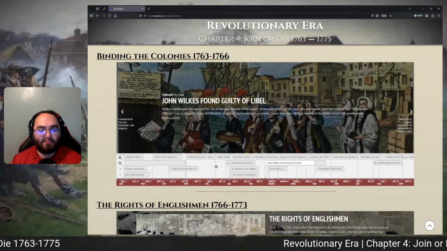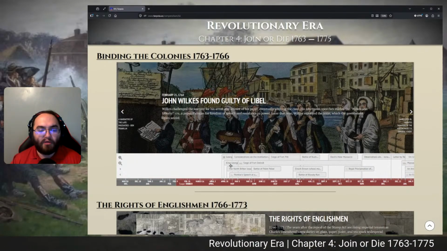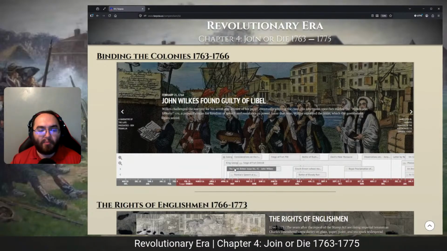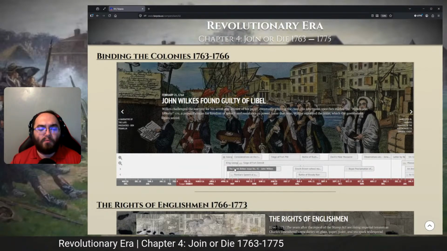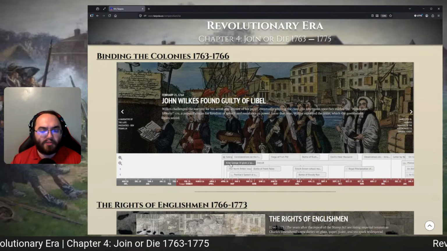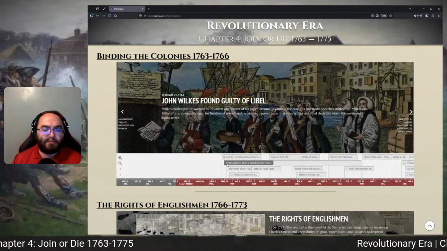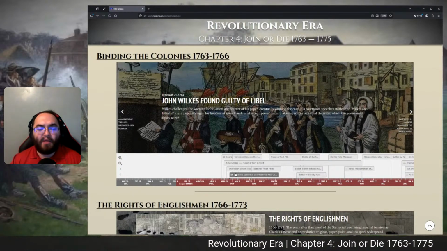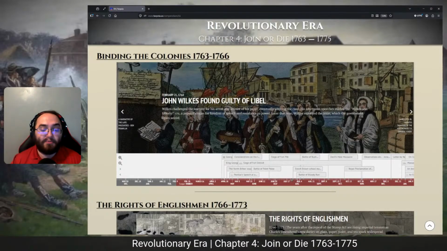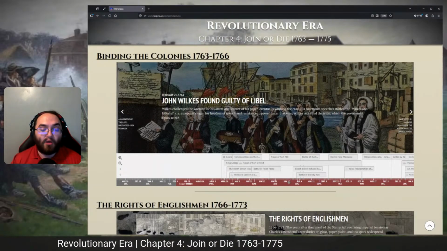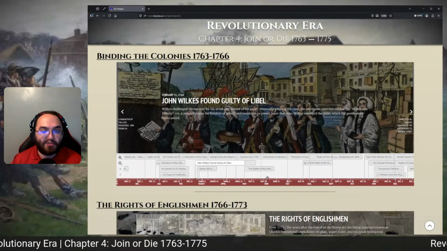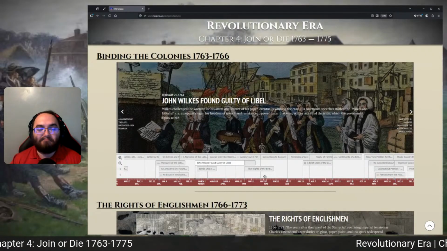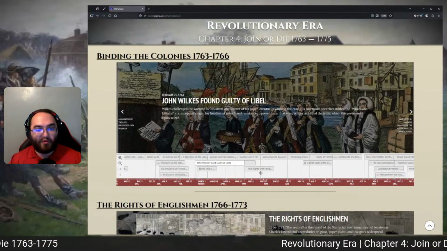Here's John Wilkes. He is found guilty of libel. Remember at the start, John Wilkes is a member of Parliament. He will criticize the king for a speech that he gave about the Treaty of Paris of 1763, and John Wilkes will be arrested, and this is an issue of freedom of speech.